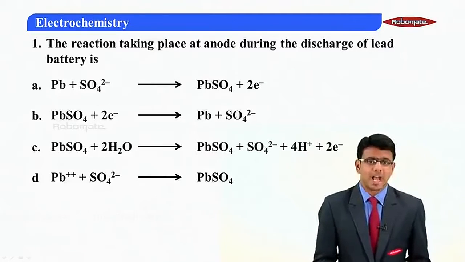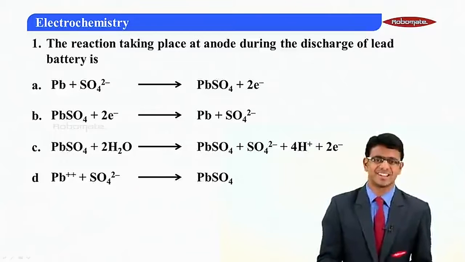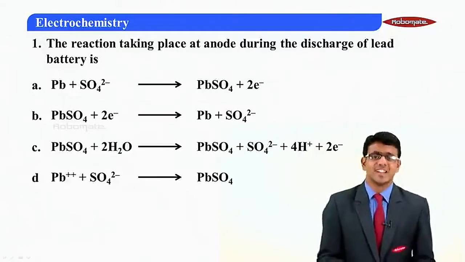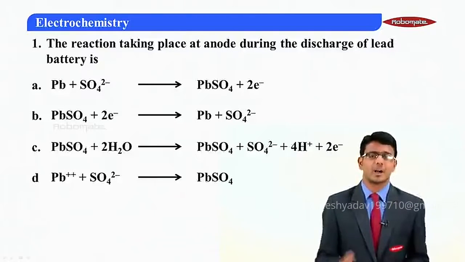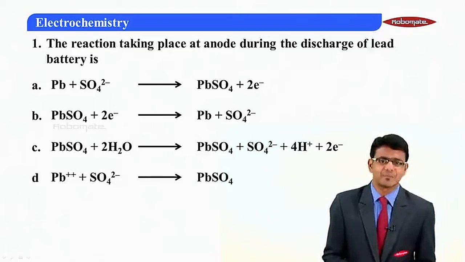Now students, we have been asked the reaction taking place at anode, which would be precisely oxidation reaction, right? So obviously option B cannot be a correct answer because it is a reduction reaction, and also in option D it is precisely a precipitation reaction, right? So we have to select from A and C.